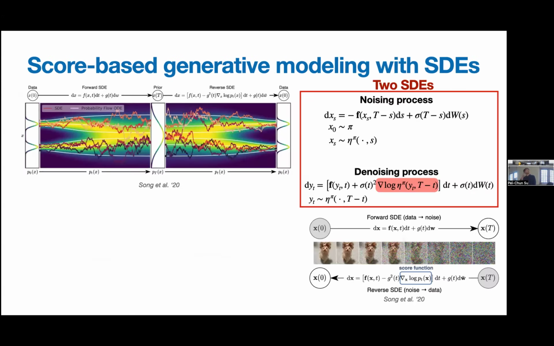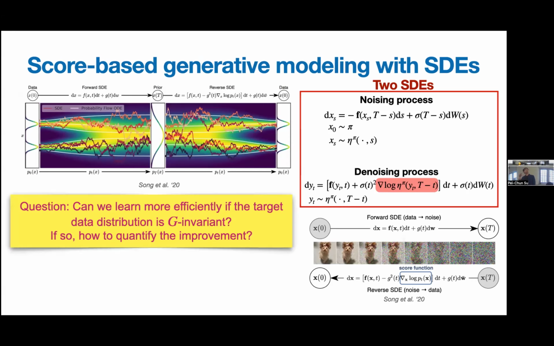Okay, so I want to emphasize more on this comparison between data augmentation and building symmetry into the model in the context of diffusion models. In diffusion models, you keep adding noise, and then in the denoising part, you utilize knowledge of the score to go backwards and remove the noise in some sense.